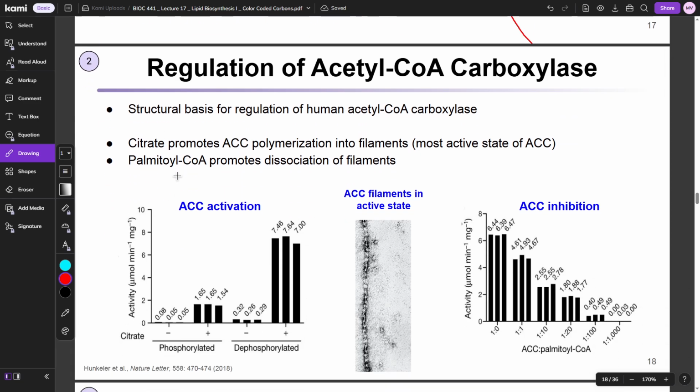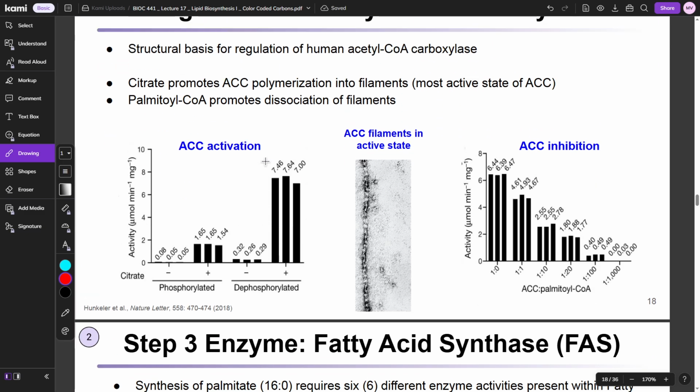This is just some data on acetyl-CoA carboxylase. I don't think it's that important, but I think the main thing is you should be able to understand how this works. If you have citrate and it's phosphorylated, there's some level of activity. It's not great, but when it's dephosphorylated, it's crazy levels of activity. And for ACC inhibition, if you add a bunch of long-chain fatty acids, it inhibits it. Cool. Makes sense?